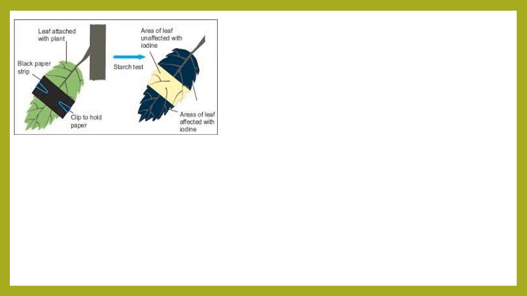If we add iodine to this, because the iodine test is the best test for starch, right? So if we add iodine here, this part will not take the color, rather these parts are taking the color. So these are the areas of the leaf affected with iodine, the lower and the upper half, and the middle half without iodine, as there was no sunlight. Next part.